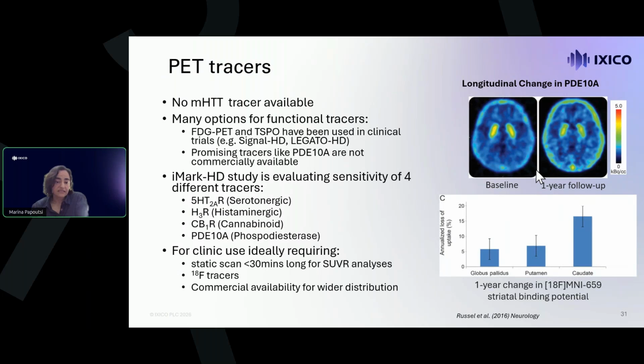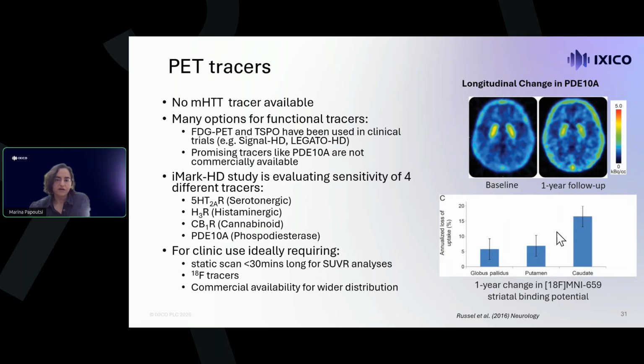CHDI has funded a study called Biomarker that's currently running to evaluate the sensitivity of 4 different tracers, including PDE10A. I think that will be really useful, because even though we know a little bit about some of these tracers and how they work in HD, we haven't really compared them head to head to understand which one might be more sensitive. So I think that would be a very important first step to identify which one would be the most suitable tracer going forward in clinical trials.